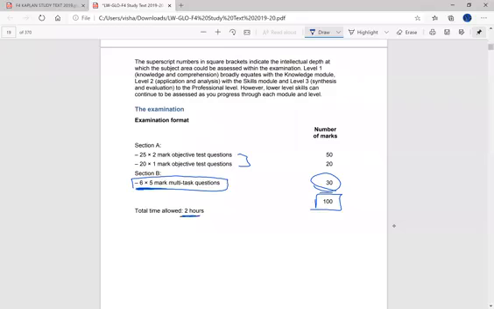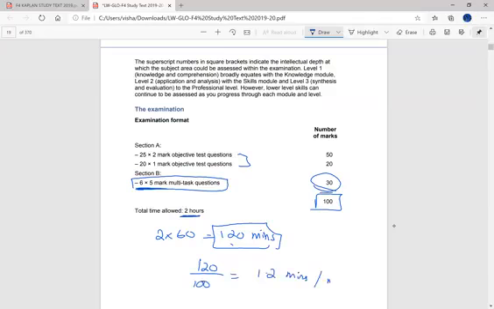You have 2 hours, so 2 into 60, because 60 minutes in every hour, so you have a total of 120 minutes. Divide these 120 minutes amongst 100 marks, and you will have to allot 1.2 minutes on every mark. To achieve a single mark, you can take a maximum of 1.2 minutes in order to be able to complete your paper in time.